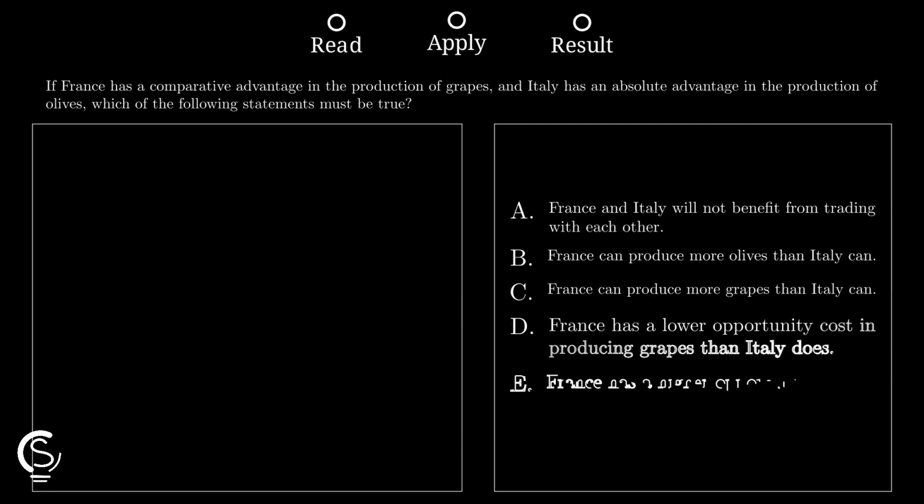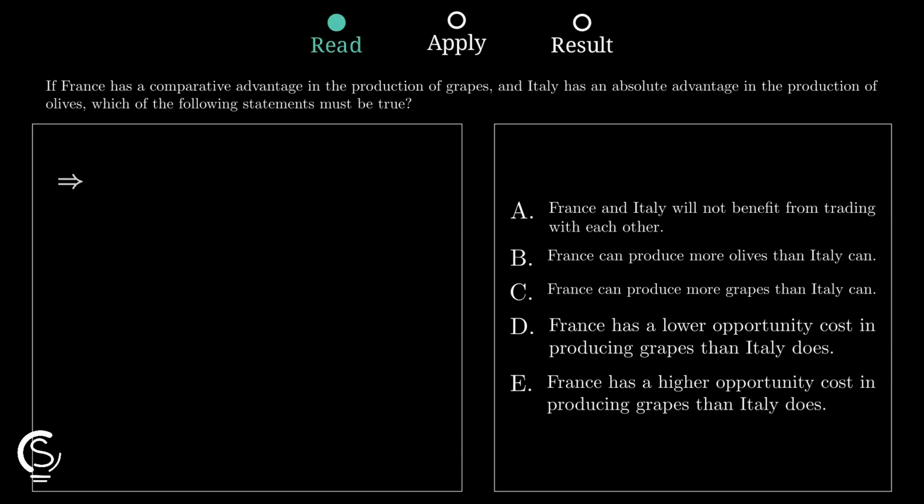Comparative advantage is defined as the ability to produce a good at a lower opportunity cost than another producer. It is all about what you give up to make something. Since France has a comparative advantage in grapes, they must give up fewer olives to grow them. This means their opportunity cost for grapes is lower than it is for Italy.